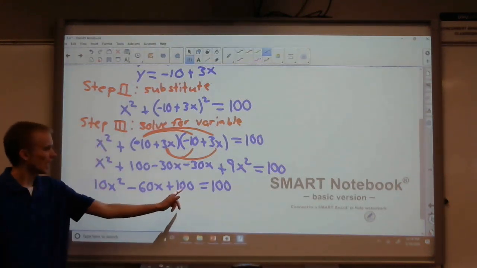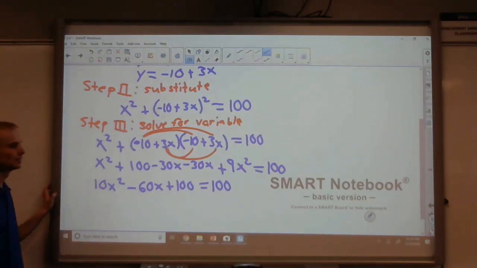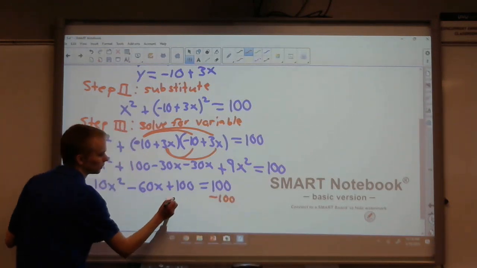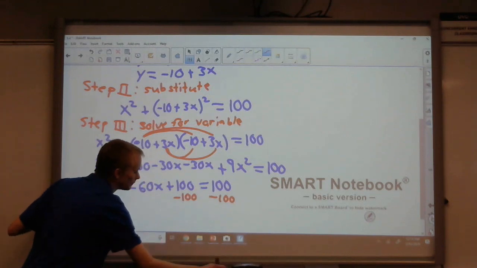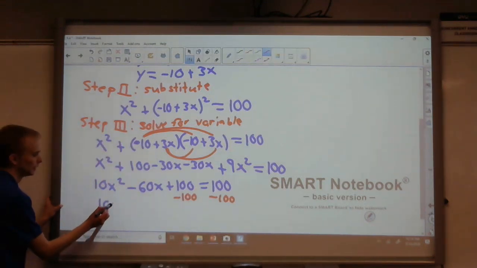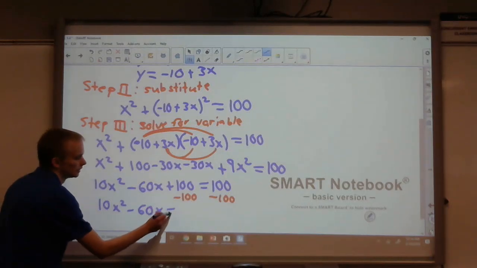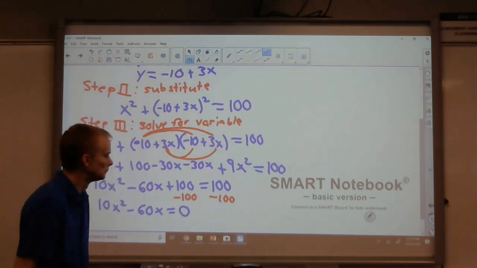This is a quadratic equation, but it's not equal to 0. So I'm going to subtract the 100 over so that I get it equal to 0. And I get 10x squared minus 60x equals 0, right? The 100s cancel out.